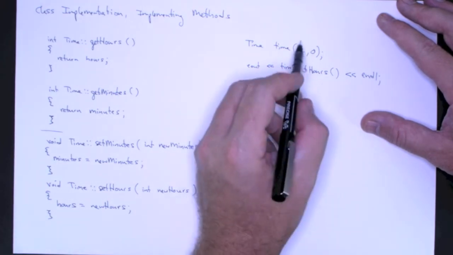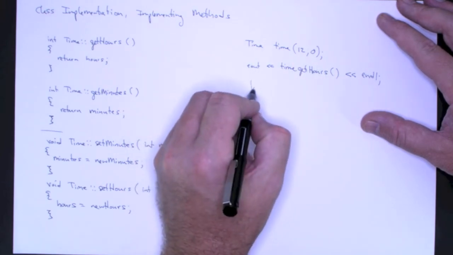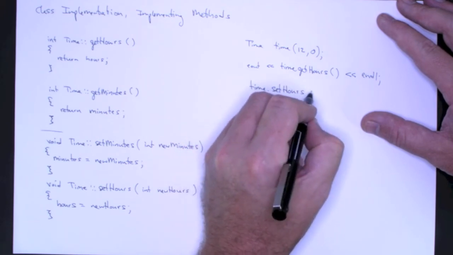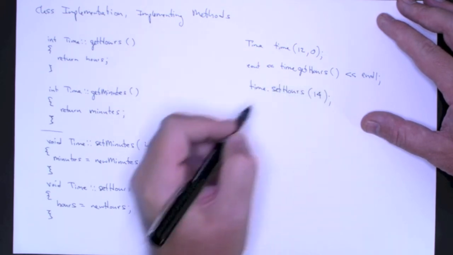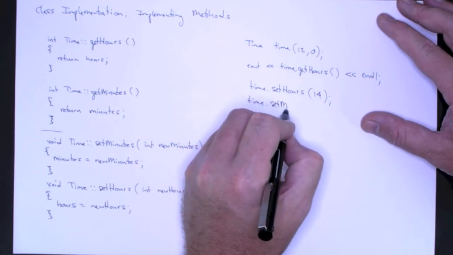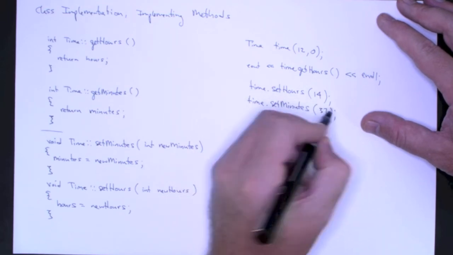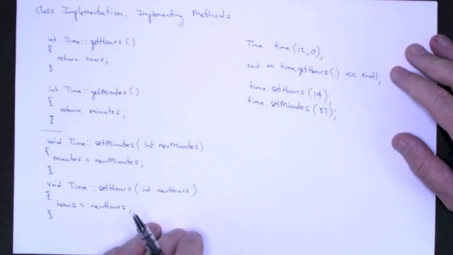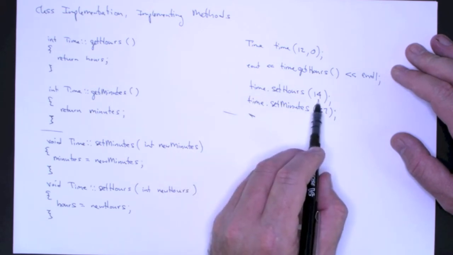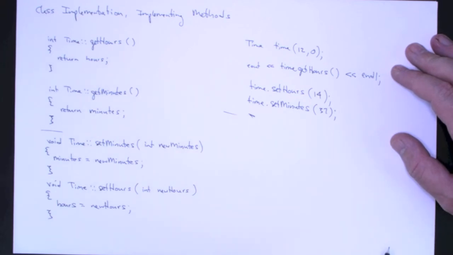So now in a program, if we wanted to change this from 12 to 14, then we could say time set hours to 14. We could do the same thing for minutes. Just like that. So now we have, at this point in execution, our time object has a value of 14 for hours and a value of 37 for minutes.